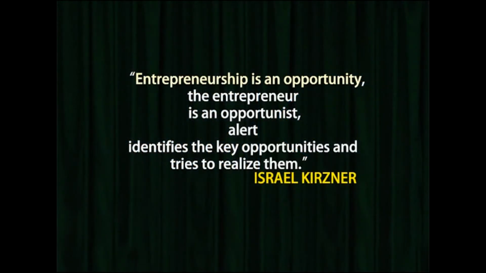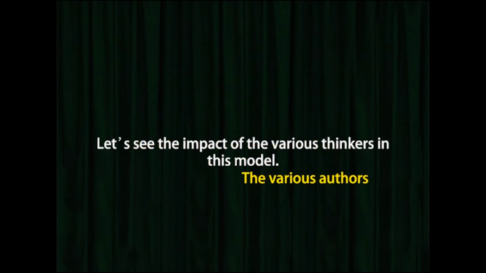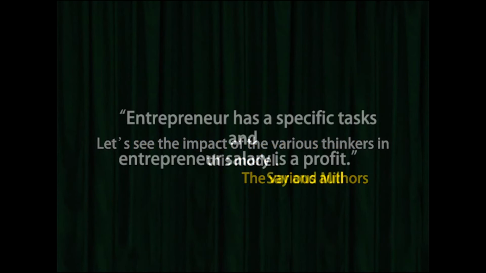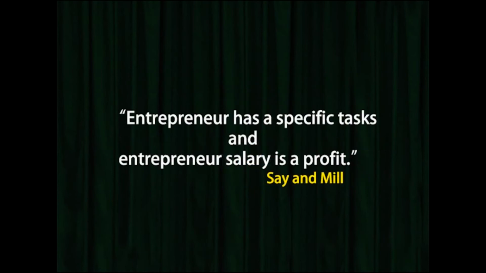According to Kirzner, entrepreneurship is a kind of opportunity. The entrepreneur is an opportunist. The entrepreneur is alert and identifies the key opportunities and tries to realize them. Now let's see the impact of the various thinkers in this model. First we have Say and Mill, who said that the entrepreneur has a specific task and a kind of entrepreneur salary, which is a kind of profit.